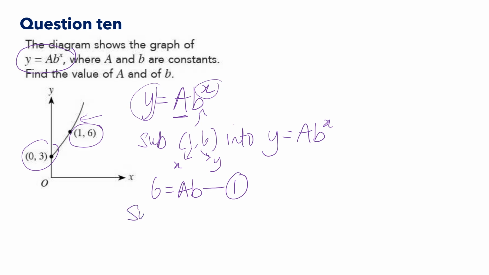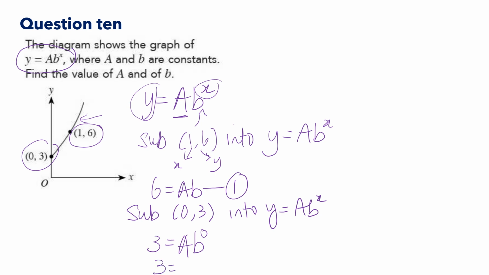Then you substitute 0, 3. So your y coordinate will be 3. Oh, sorry. There's really something wrong with me today. Your y coordinate is 3, your x coordinate is 0. So that will give you 3 equals a times b to the power of 0, which is 1. So 1 times a is a. So a is equal to 3.